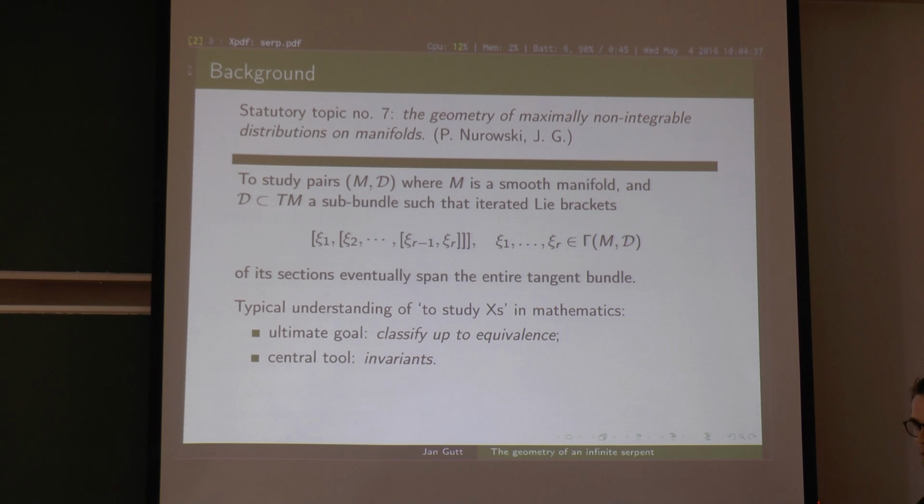We introduce a condition on D, and the condition is the following. If we look at the set of all vector fields which can be written in this form for all possible values of r, then we want this to span the entire tangent bundle. Then, by the way, we call such a distribution bracket generating, or maximally non-holonomic. Okay? Maybe this will become clearer soon.